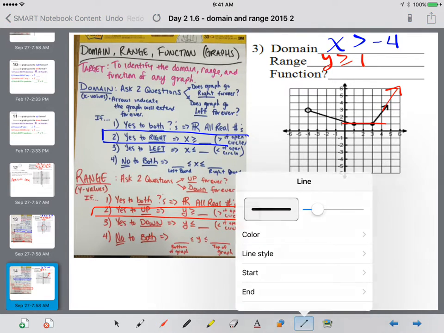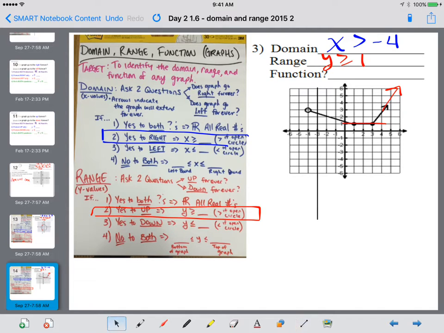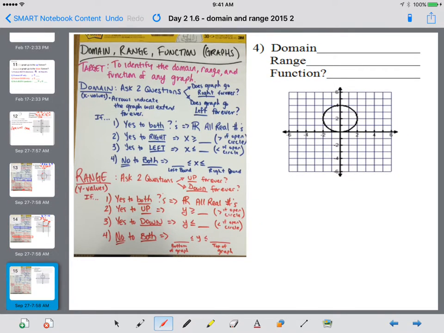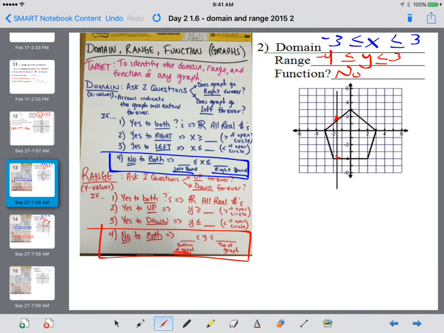Now we're ready for our vertical line test. So if we take this vertical line, does it ever cross the vertical line twice? That would be no, so therefore, yes, it is a function. I'm going to let you do number 4. Refer to number 2 when you try to fill out number 4.